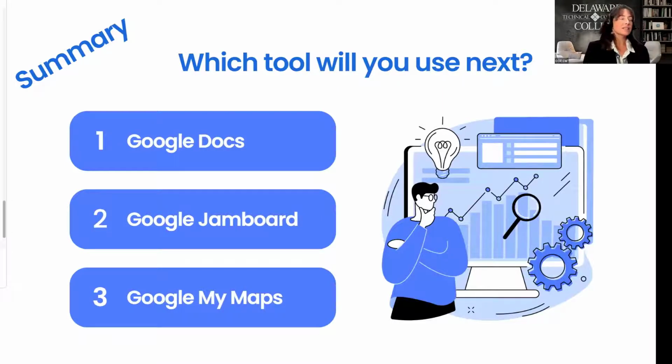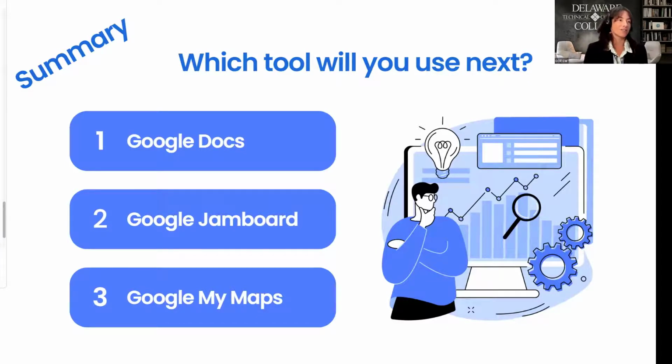So here's kind of our summary. So really, this is kind of a call to action. I think it's a great way to sum up what we've done. We talked about Google Docs, we talked about Google Jamboard, and Google My Maps. So if we're going to think about those 3 tools and kind of the way to use them, which tool will you use next? So you can type that in the chat or you can unmute. Which one will you use next? You can type the word or you can do 1, 2, 3.